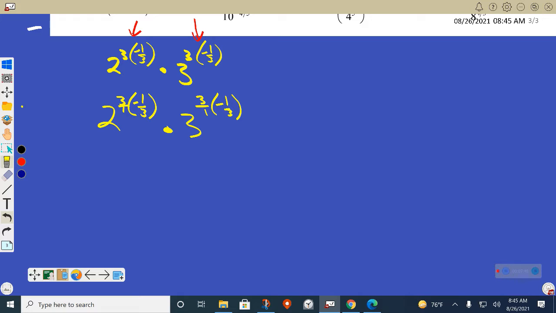3 over 1 times negative 1/3. That's negative 1. What do you do? Tell me. Well, it's because 3 times 1 is 3. Right, numerator times numerator, exactly. And it's still negative. Good. So numerator times numerator, denominator times denominator. So it becomes 3 times negative 1 is negative 3. 1 times 3 is 3. You with me? Yeah. So negative 3 divided by 3 is negative 1.